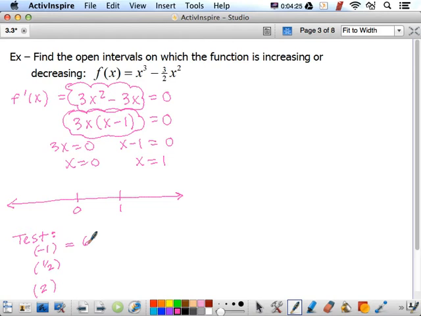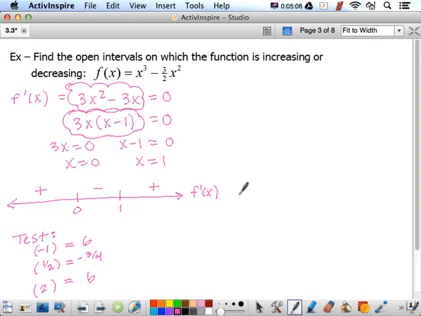So this one equals positive 6. So we say that the derivative is positive here. Then 1/2, if I substitute 1/2 in, I get negative 3/4. Doesn't really matter. We just know that it's negative. So we say this piece is negative. And then at positive 2, if I substitute in positive 2, what do I get? Positive 6 again, right?